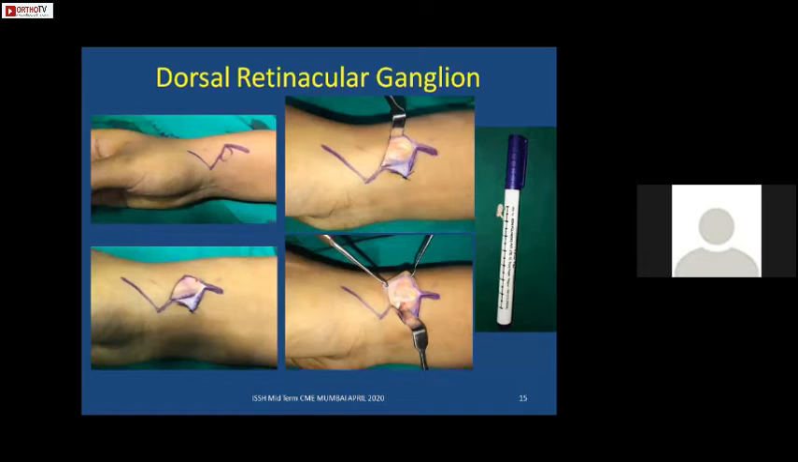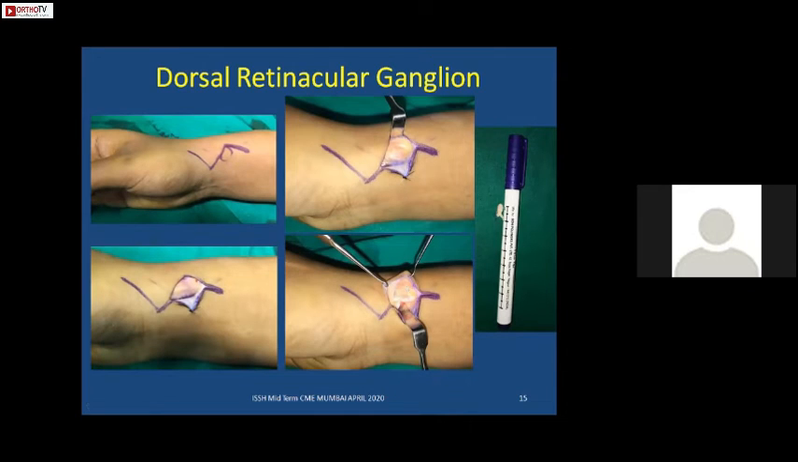The last important type is dorsal retinacular ganglion. You can see a marking over here, and as you expose down, you can see a superficial radial nerve here. Superficial radial nerve can be seen, and the swelling is coming from beneath, from the first extensor compartment sheath. And after excision, you can see the first extensor compartment being released and the superficial radial nerve well preserved.